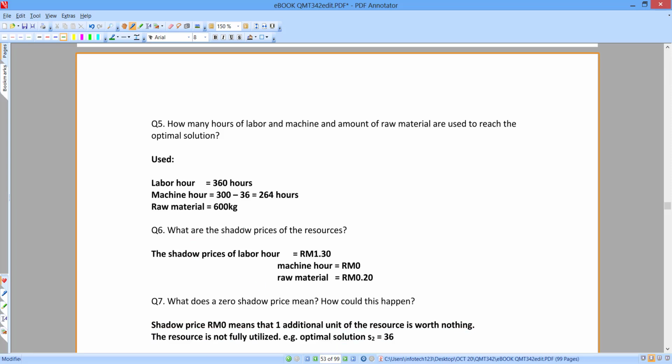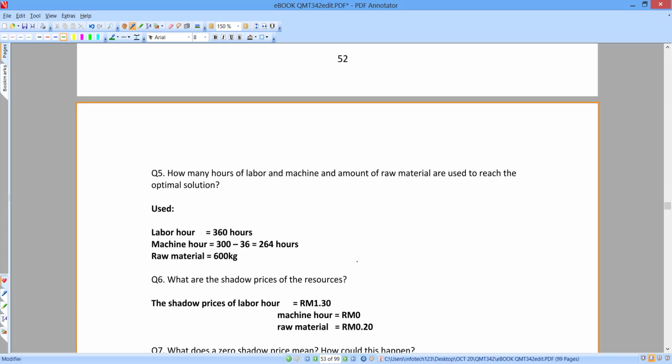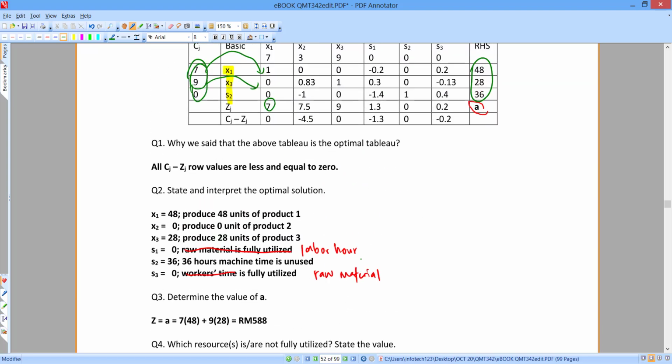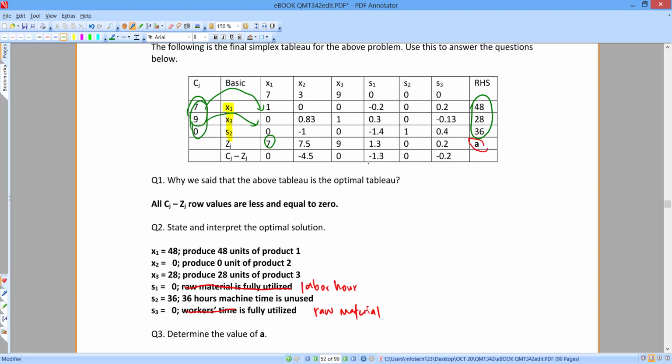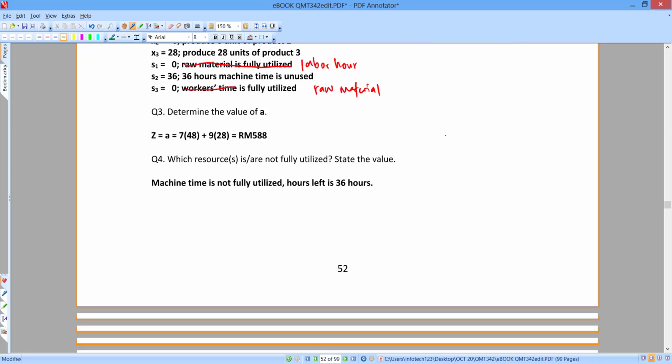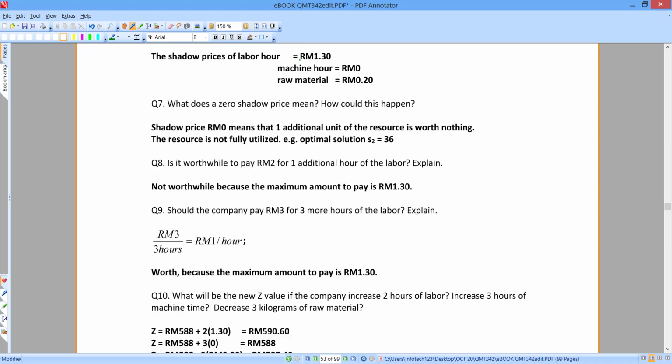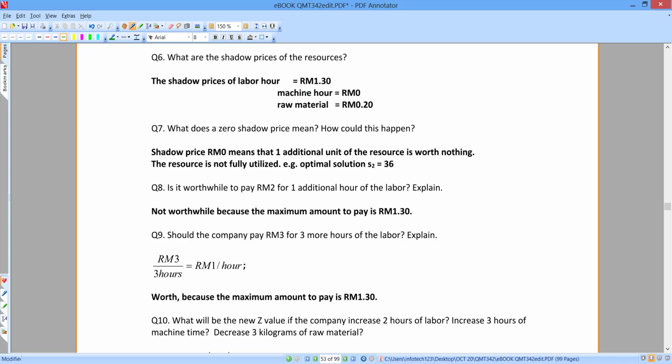Question 6. What are the shadow price of the resources? So shadow price kita refer pada sini, shadow price of labor hour, machine hour and also raw material. So shadow price kita tengok sini, sini ya. Ini adalah shadow price kita. Ignore yang negative value. So untuk yang labor hour we have RM1.30, machine hour 0, raw material 20 cent.